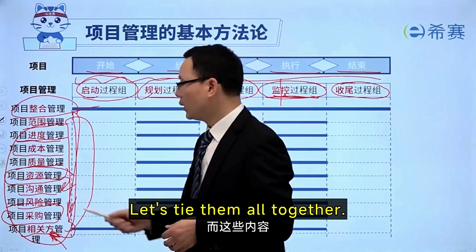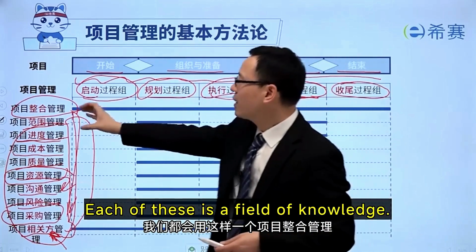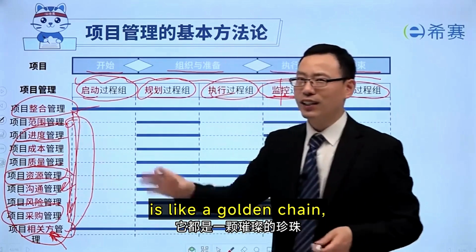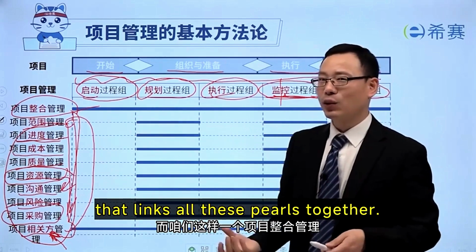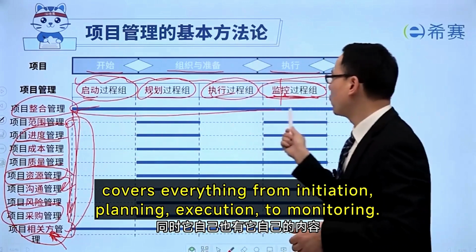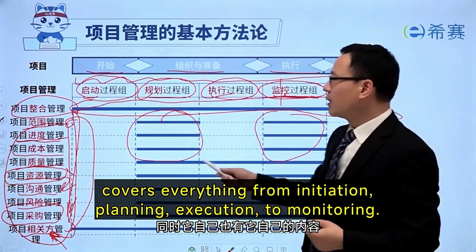Let's tie them all together. Each of these is a field of knowledge. Each one is a brilliant pearl. And project integration management is like a golden chain that links all these pearls together, and it also has its own content. In other words, project integration management covers everything from initiation, planning, execution to monitoring.